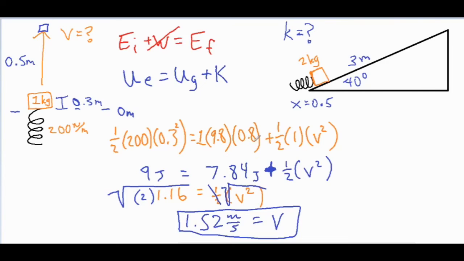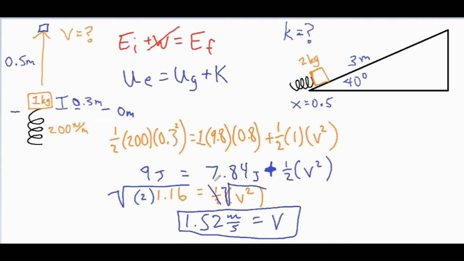The h was 0.8 because our baseline height was right here, and it's compressed down 0.3, so then it rose up that 0.3 an additional 0.5, which sums up to 0.8 meters. And then we have 1/2 mv squared. So really just did a little bit of algebra, took the product of these, and then we have 1/2 in front of the v squared.